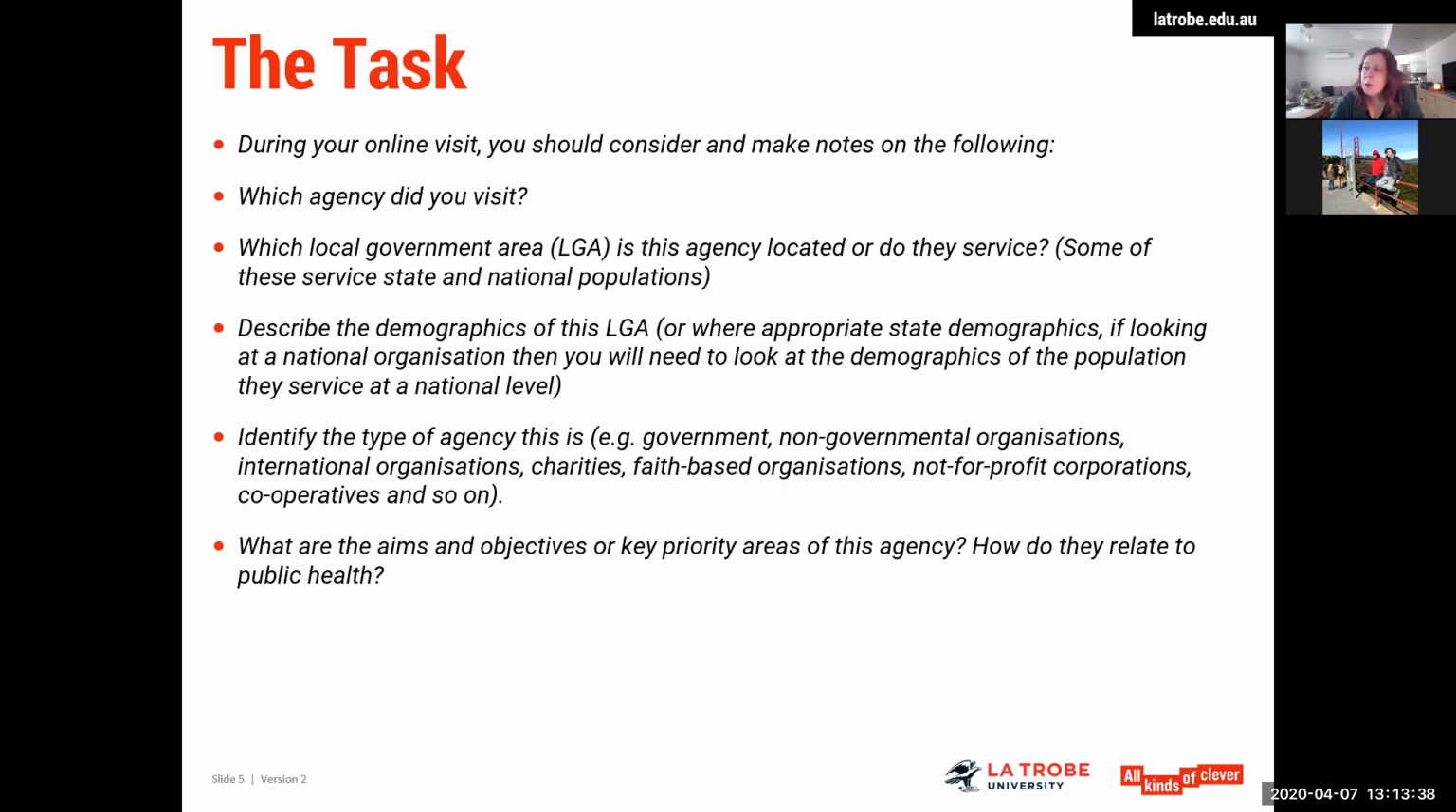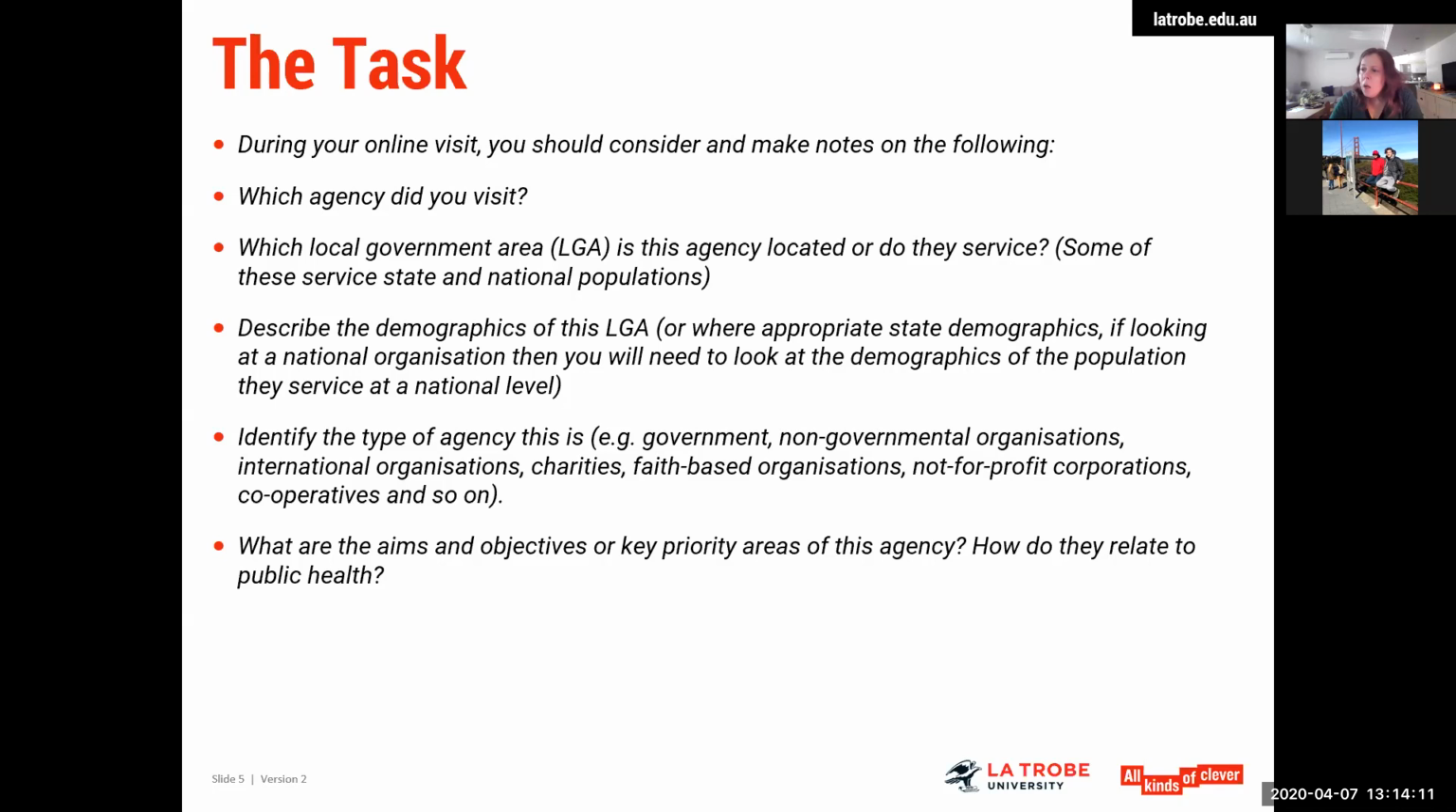So for example, if you're looking at the Bendigo Community Health Services, you would look at the demographics for the region that organisation services. If you're looking at the Victorian Aboriginal Health Service, then you would look at the demographics that they are servicing. So that would be, for example, Aboriginal and Torres Strait Islander people within Victoria. So just pick the demographics that are most suitable to the organisation and the population that they're servicing.